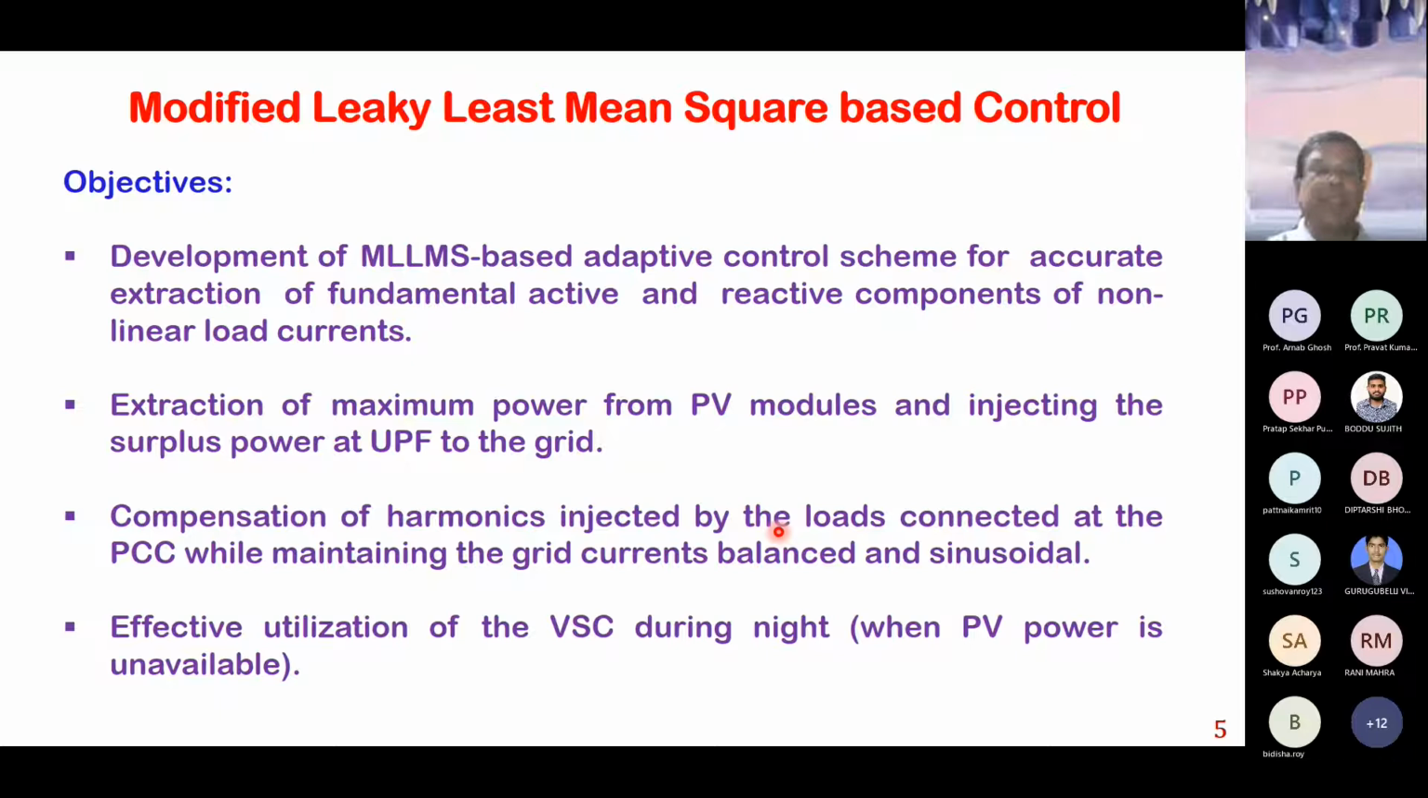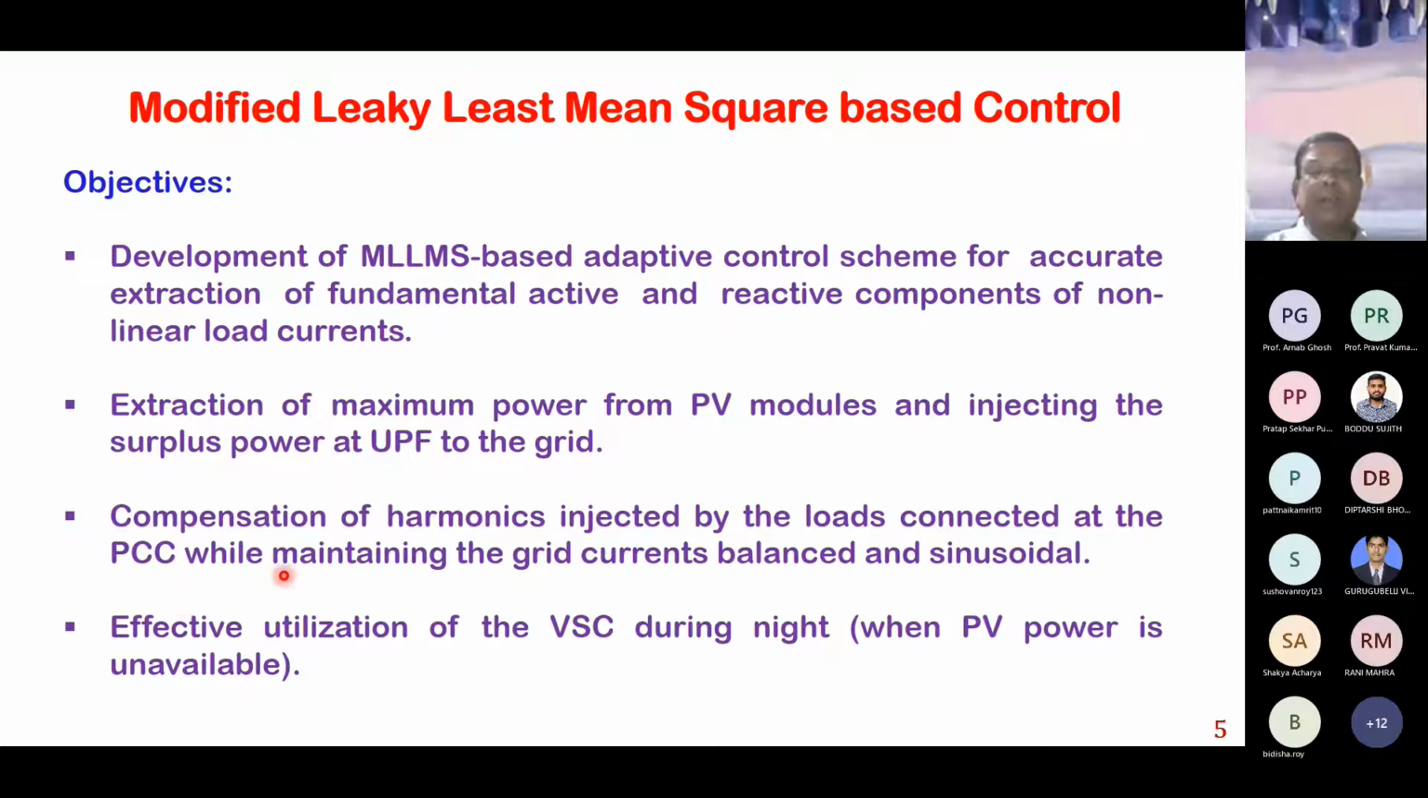I will discuss that a little later. But the purpose here is to develop an adaptive control by using this adaptive filtering algorithm, which is called the modified Leaky LMS algorithm. The objective here is to extract the fundamental active and reactive components of the nonlinear load currents, and then to extract the maximum power from the PV modules and inject the same to the grid at unit power factor.